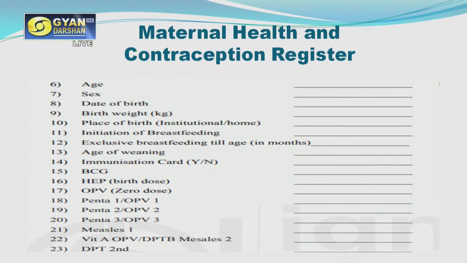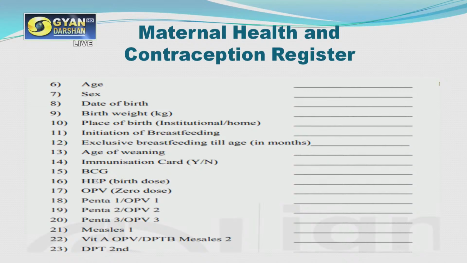It is very important to know the birth weight also, and you can make the mothers aware that they must know the birth weight, if she is antenatal and has to undergo another delivery, so you tell the importance of birth weight. Then place of birth, whether institutional or home, initiation of breastfeeding, and exclusive breastfeeding, till how many months the baby was given exclusive breastfeeding, that you will have to ask the mother.